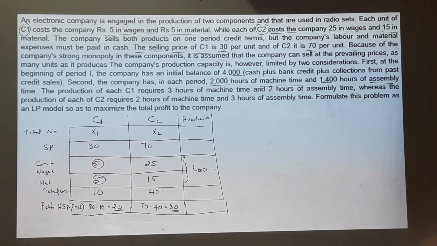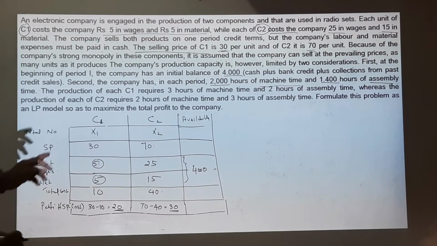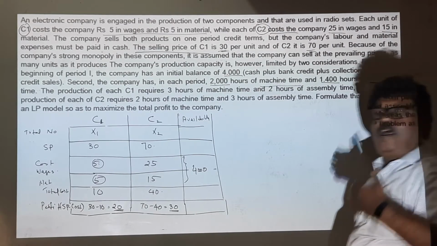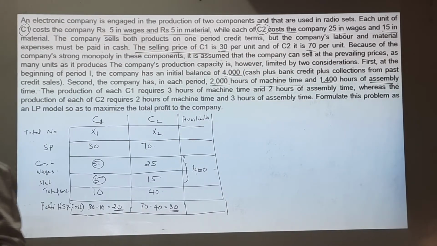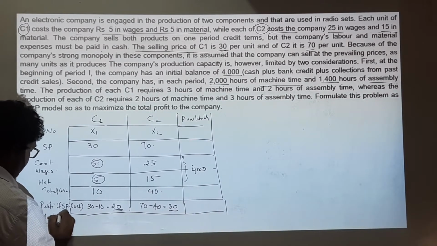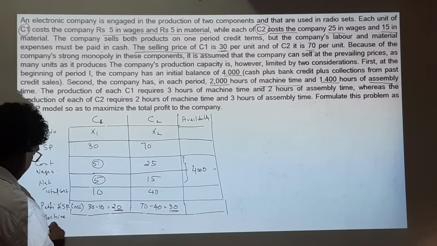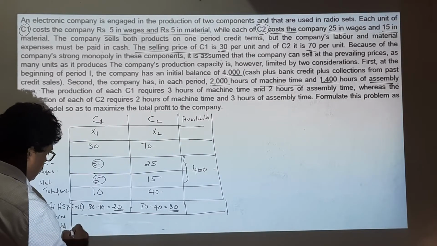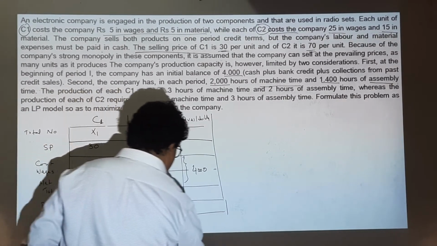Profit is calculated. Next we need to have 2 more constraints. What are the constraints? One is machine time and another one is assembly time. We don't have infinite time for machine as well as assembly. So we need to calculate these two: machine time and assembly time. So that also we'll just write it down.